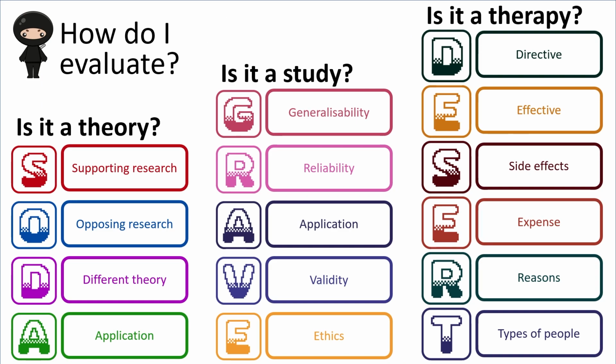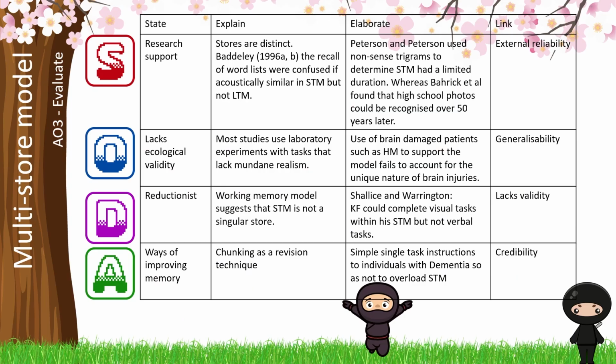So where do you evaluate? Well, because models are theories, we're looking at a SODA approach once again with the multi-store model. When we are looking at our multi-store model and our evaluation, we always want to be giving extension in order to develop our lines of argument. This might come in the place of talking about additional pieces of research or alternatively giving a different point of view. So how do we put this all together?